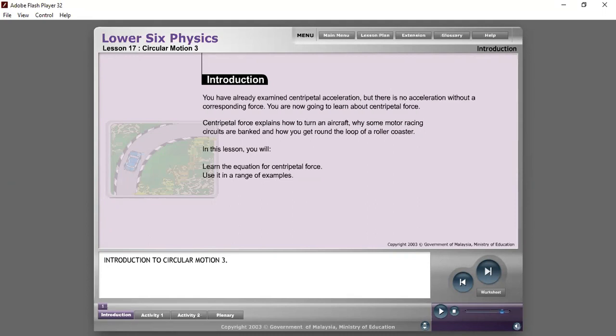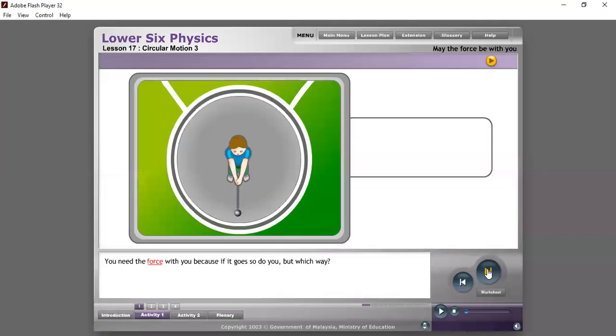In this lesson, you will learn the equation for centripetal force and use it in a range of examples. You need the force with you because if it goes, so do you. But which way? Click the play button to start the athlete turning.